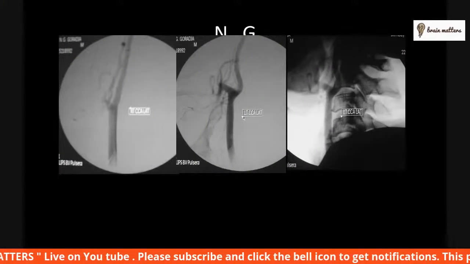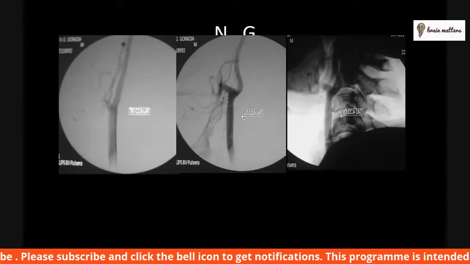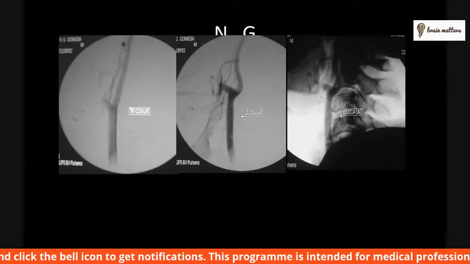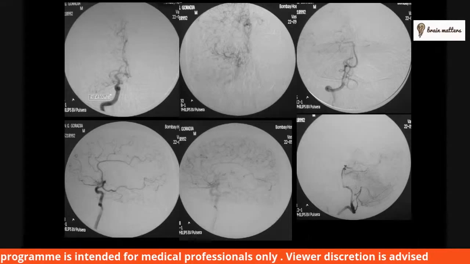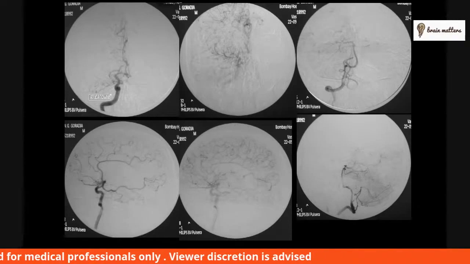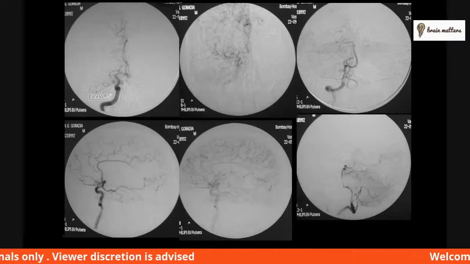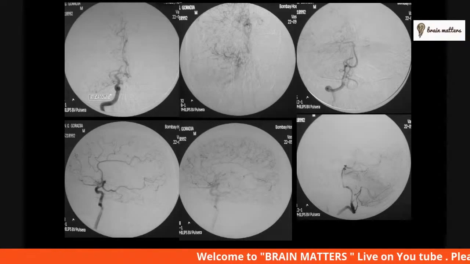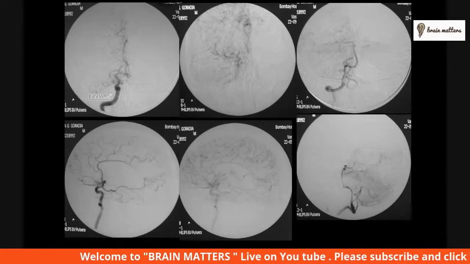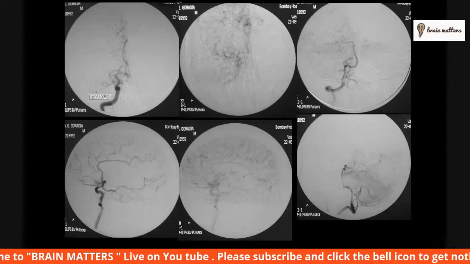This is the right internal carotid artery. You can see the bifurcation in the neck on the subtracted and non-subtracted views. And this is the AP view and lateral view. What is astonishing is the right M1 is totally occluded from the origin. You don't see the right M1 at all. And there is retrograde flow from the ACA into the MCA.